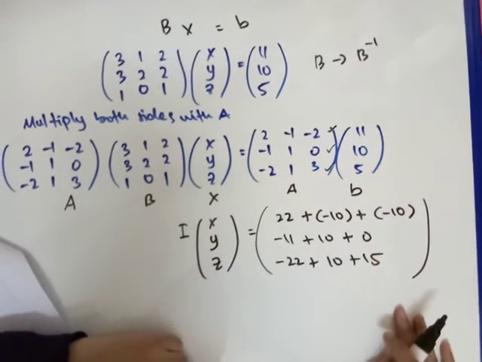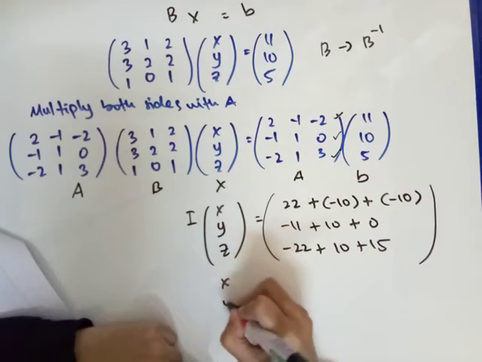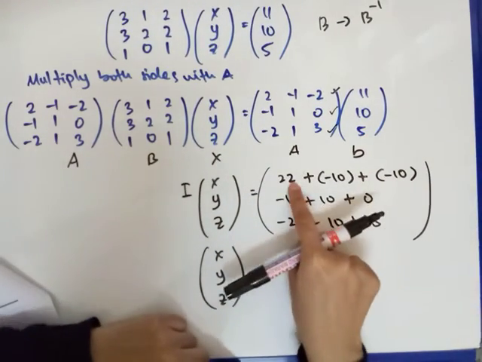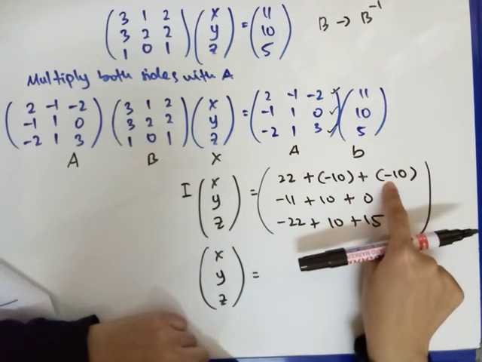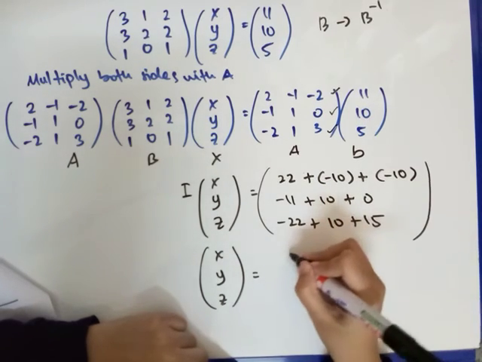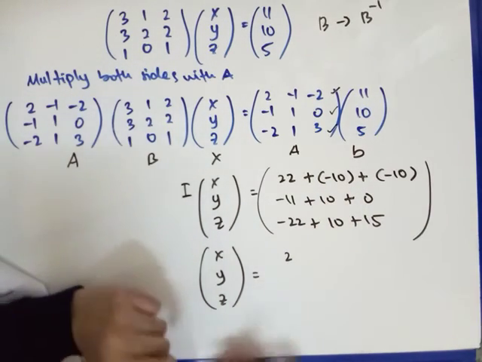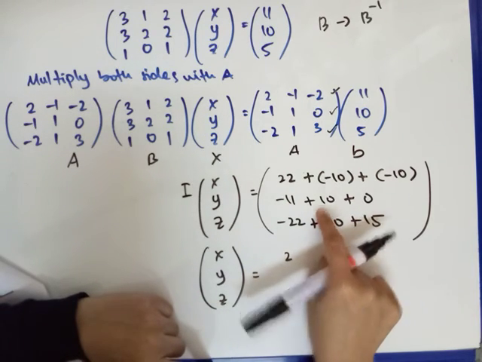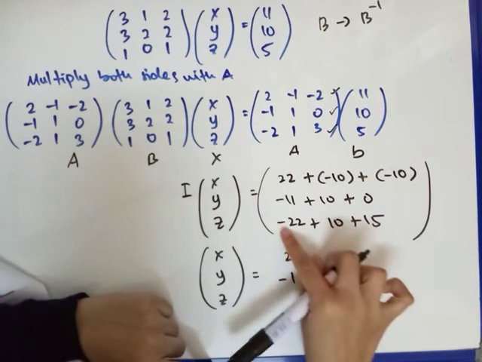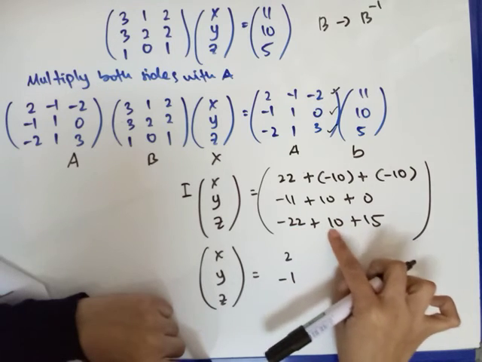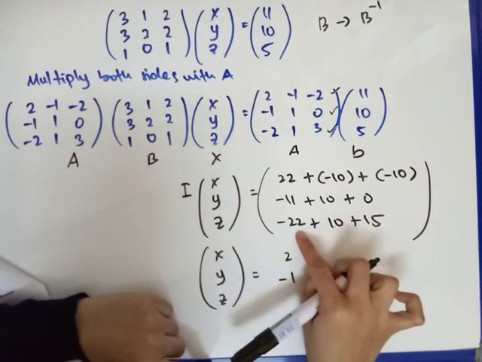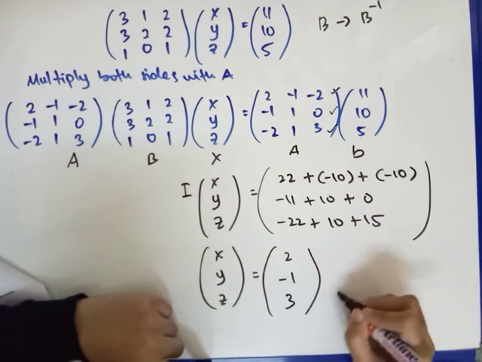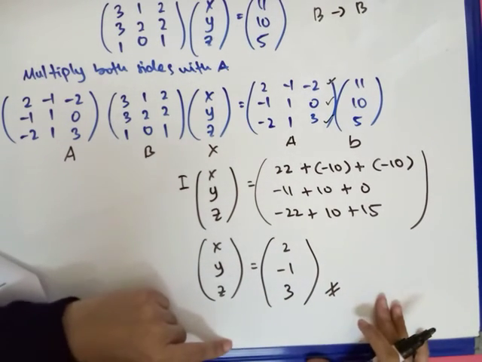Okay, and then you need to solve. 22 minus 10 minus 10, we get 2. And then negative 11 plus 10, we get negative 1. Negative 22, 10 plus 15, we get 25. So negative 22 plus 25, we get 3. So this is the answer for x, y and z.